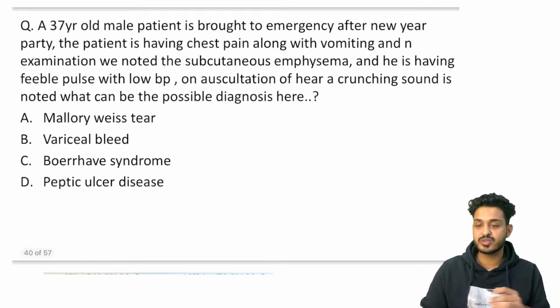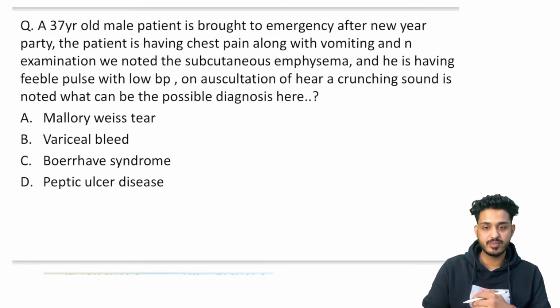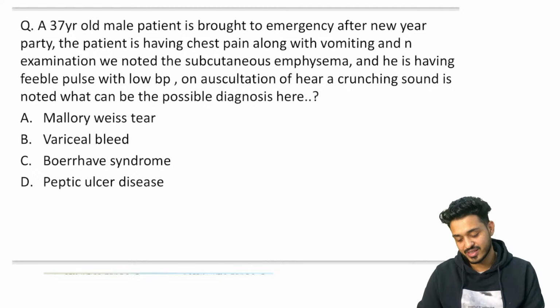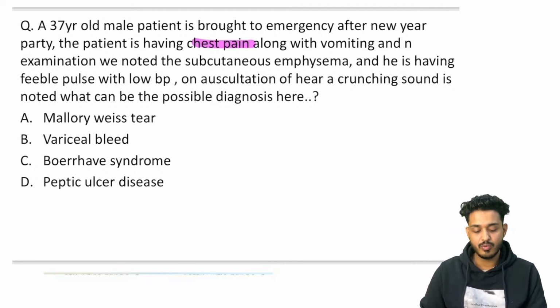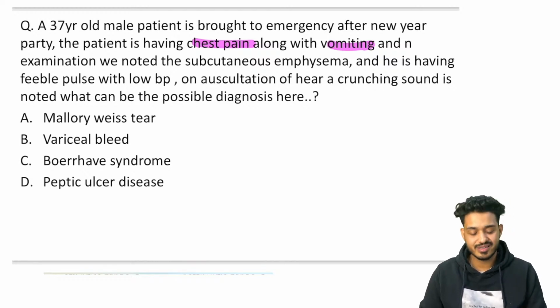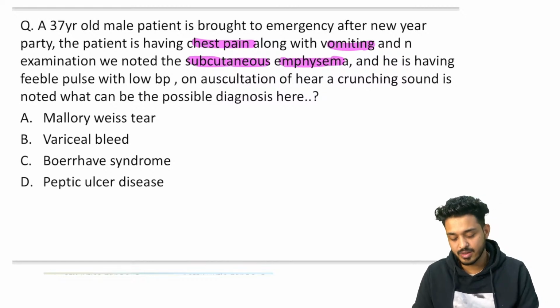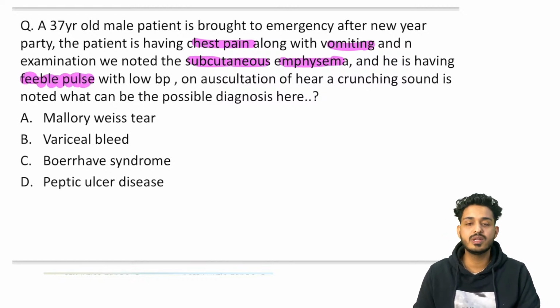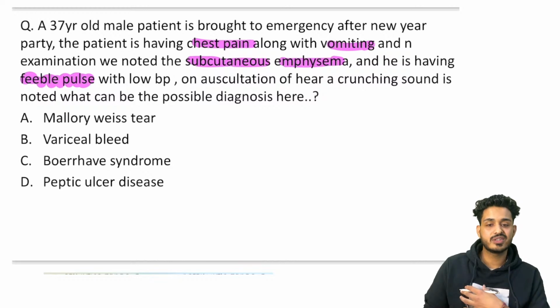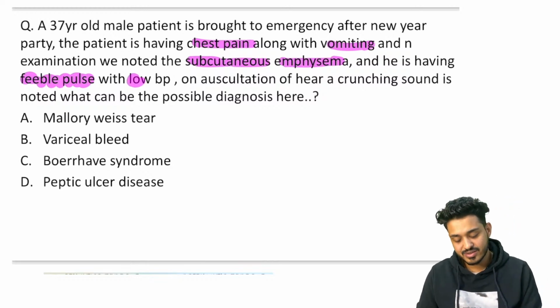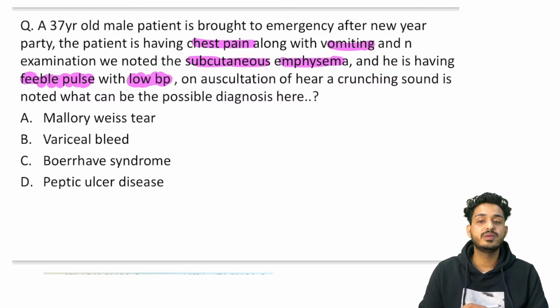Now try to solve this question, a very classical question. A 37-year-old male patient is brought to the emergency after the New Year party. The patient is having chest pain along with vomiting, retching episodes of vomiting. On examination, we noted that there is subcutaneous emphysema and he is having a feeble pulse. Feeble pulse means low pulse. Pulse is the representation of your heart, right? And the patient is also having low BP, hypotension.